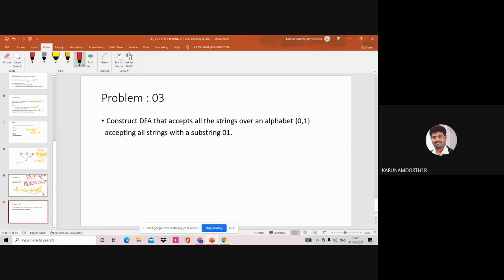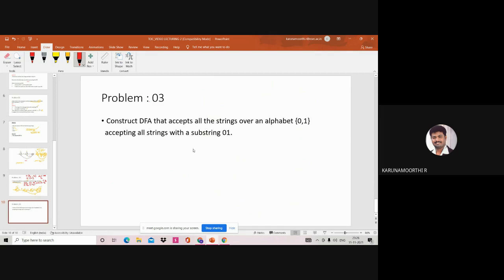So next problem is, I hope everyone understands the two problems, right? So next one we will see. I want to construct the DFA that accepts all the strings over an alphabet 0, 1, accepting all strings with a substring 0, 1. So here, please understand the question. The substring is 0, 1. They do not mention whether the string must start with 0, 1 or else the string must end with 0, 1. It should be substring 0, 1.